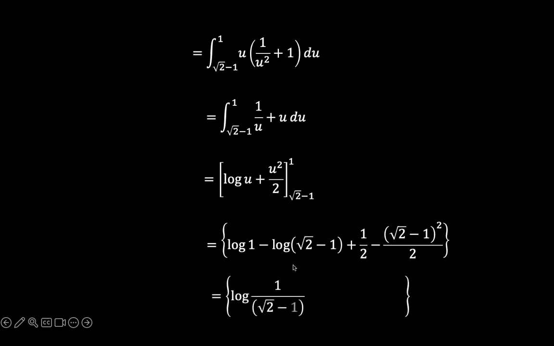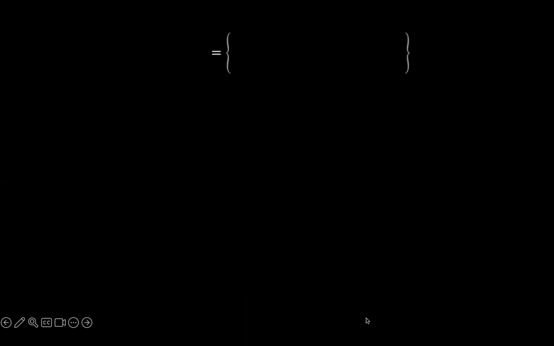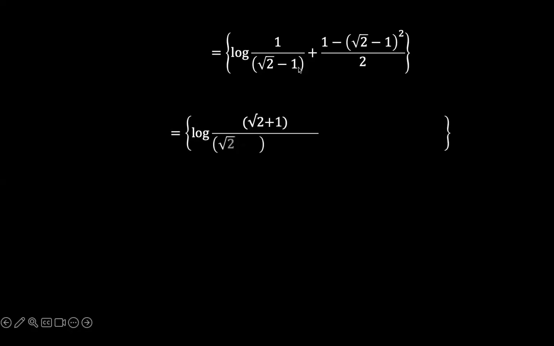And so using the rules of logarithms, we have here natural logarithm of 1 over root 2 minus 1, plus, combining these two, since we have a common denominator here, 1 minus root 2 minus 1 squared over 2. And so multiplying both the denominator and numerator by square root of 2 plus 1, we have log of square root of 2 plus 1 over square root of 2 minus 1 times square root of 2 plus 1. And then when we expand this expression, we have 1 minus 2 root 2 plus 1. This plus this is 3.